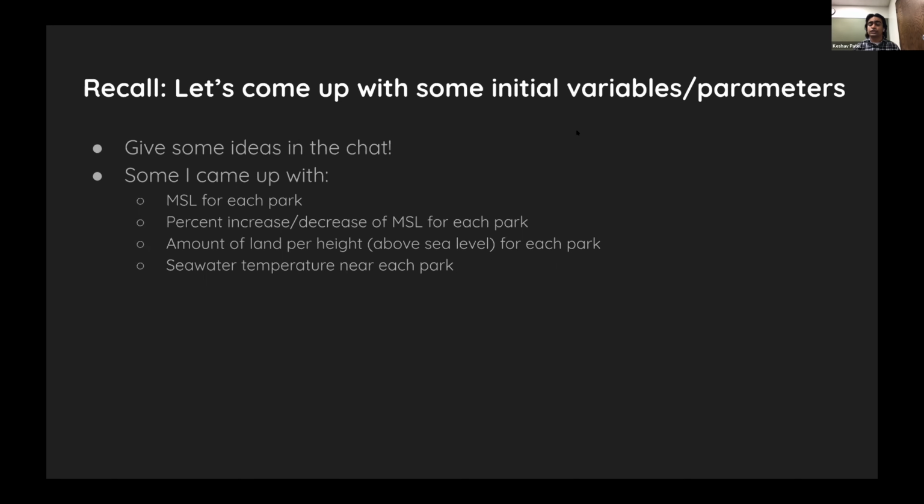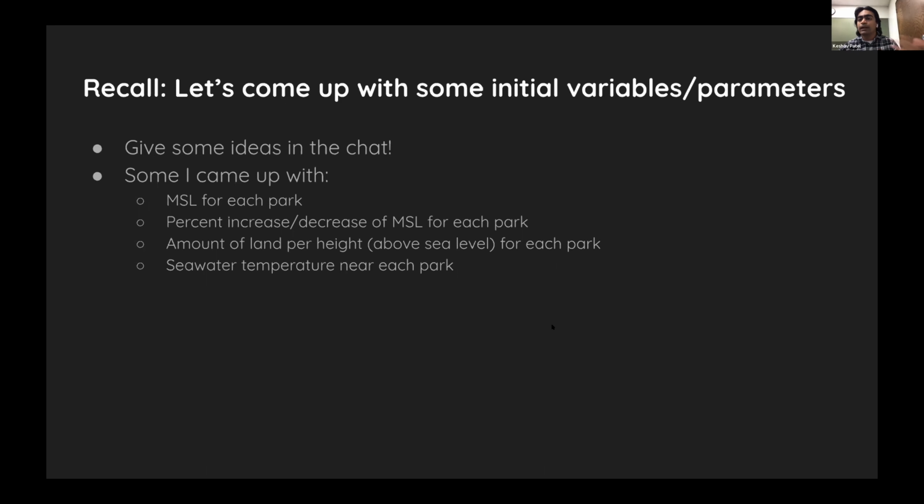Some initial variables and parameters that we thought about were obviously the mean sea level for each park. This was data given to us from the competition. The percent increase or decrease of the mean sea level for each park. Again, this is something that could basically be extrapolated from the data that was given. The amount of land per height above sea level for each park. So this gives you a little bit of information about the amount of land that each park has at different heights or different altitudes. And then seawater temperature near each park. Again, if you were thinking about your mean sea level rise being a direct result of temperature, then this is certainly something that you would want to include.